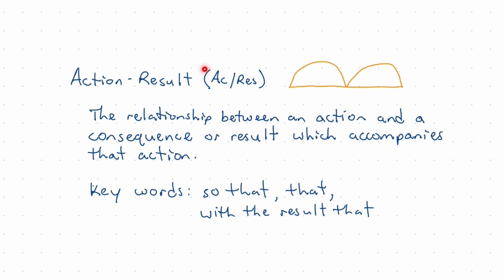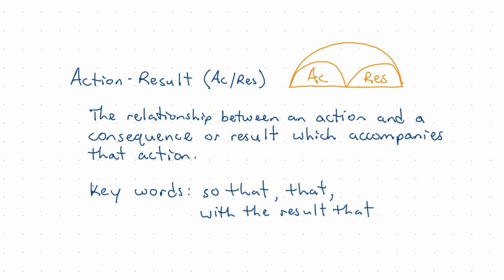The symbol we use when we're arcing is ACRES, action result, which will differentiate it from action manner, or in a future video we'll see action purpose. There's three action relationships that you'll want to differentiate from. Within our arcs, we will label these as action, result, and draw one arc over the top of both propositions to define that the relationship here is one of action and result.